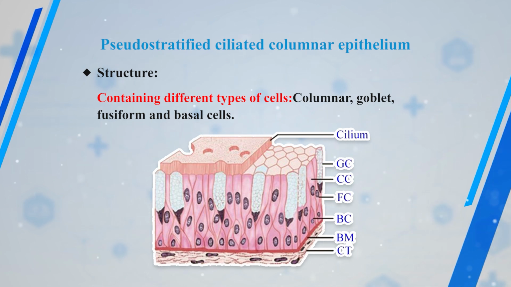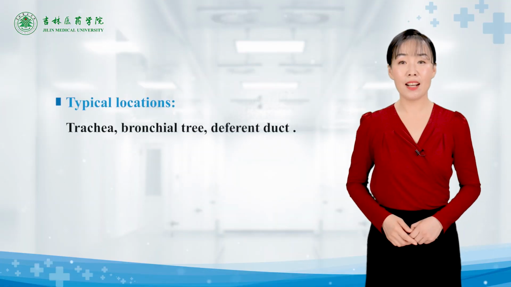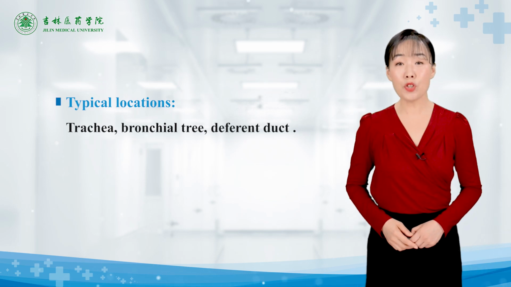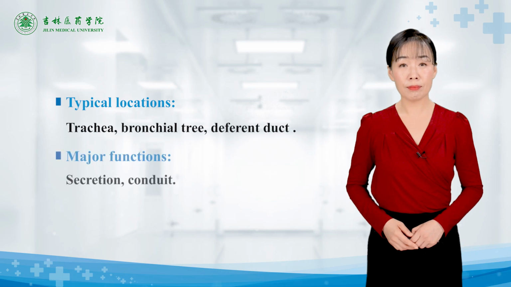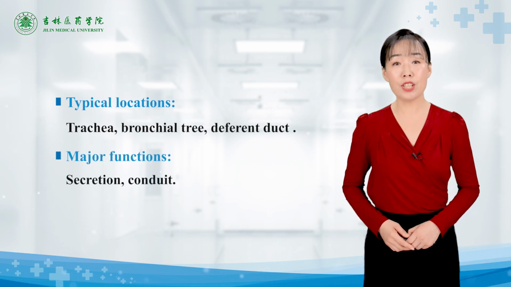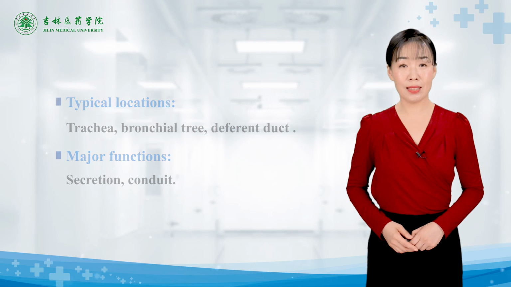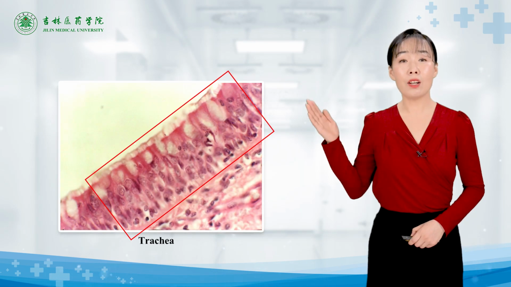On the apical surface of columnar cells, we can see the cilia, which can swing directionally to remove the mucus. Locations: trachea, bronchial tree, different ducts. Major functions: secretion, conduit.